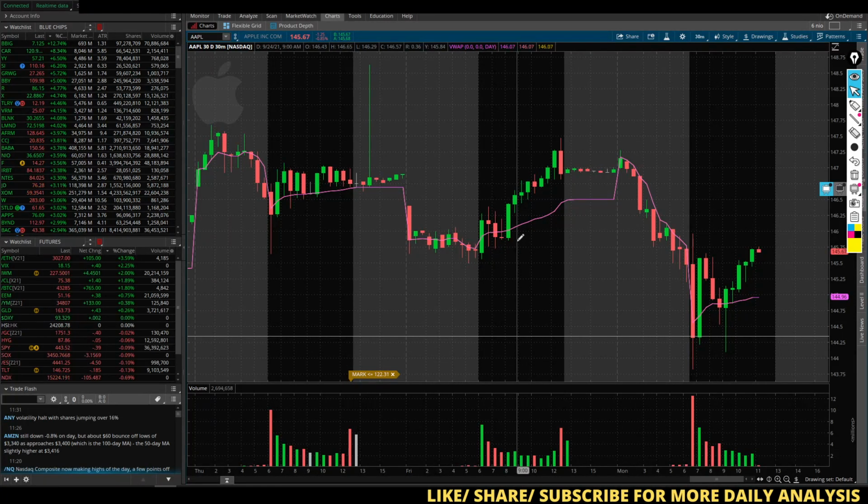It's been a while since we looked at Apple stock technicals. So today it's down and trading at 145.60. This is a 30-minute chart on my screen.